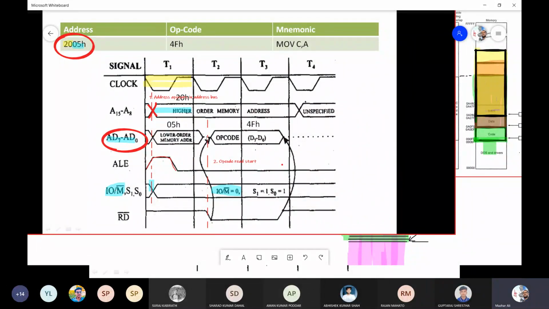So at this point an exchange of data occurs over here. You can see the crossover over there. This crossover indicates that this is an exchange of data. So at this point we have an exchange of data and the opcode appears.